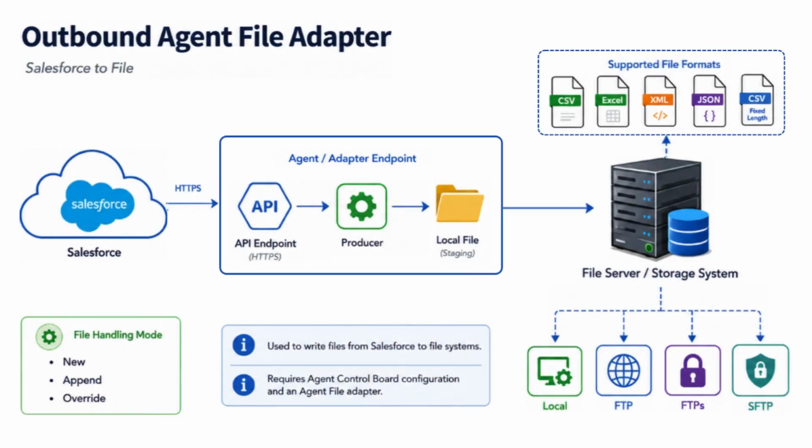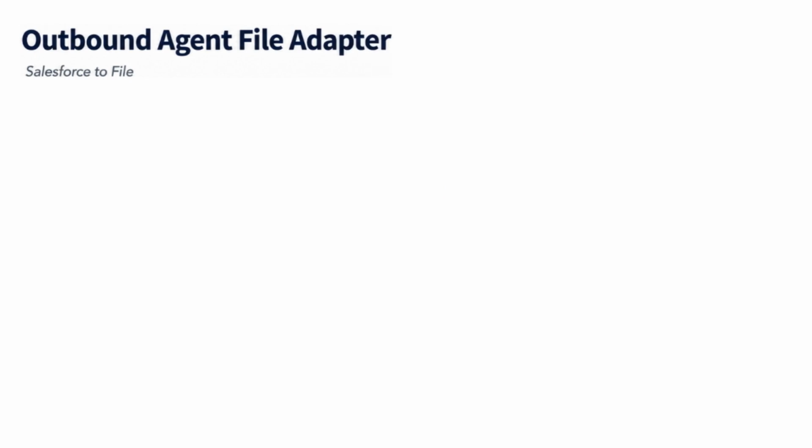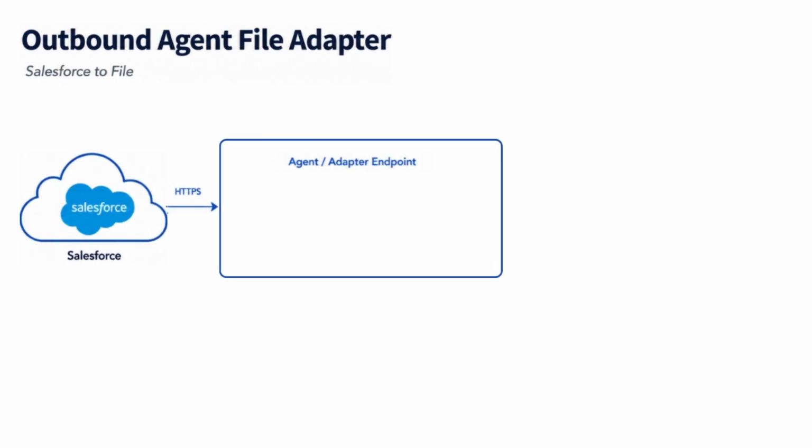This diagram explains how the Outbound Agent File Adapter works in SKYVVA. In outbound processing, the data starts from Salesforce. Salesforce sends the outbound request through HTTPS to the agent/adapter endpoint. Inside the agent, the request first reaches the API endpoint. This endpoint receives the data from Salesforce and passes it to the producer. The producer is responsible for creating or preparing the file based on the outbound data.